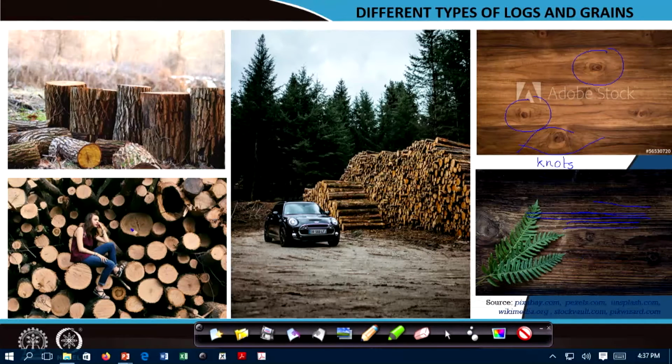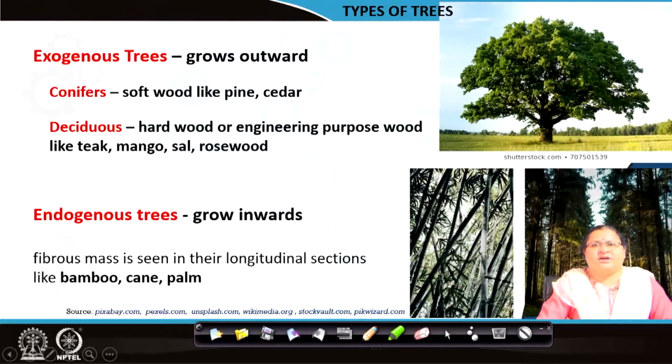Also notice in this picture, the color is very uniform. But if you see this cross section, it is a little different. If you can faintly see, there are some separate lines by which you can distinguish some layers. Maybe it will be much clearer in the next discussion, because we have different types of trees.